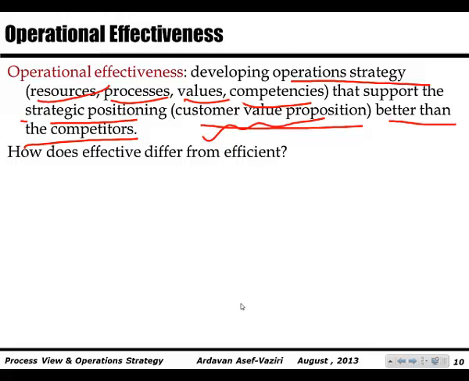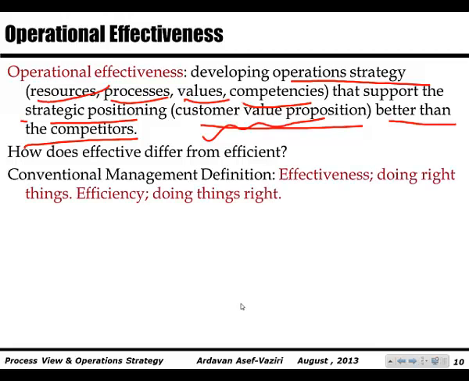Let me define the difference between effectiveness and efficiency. In management, the general definition is this: effectiveness is doing right things. If the thing that you are doing is right, then you are effective. Efficiency is doing things right. So you can be efficient but not effective. You may do a wrong thing very well. You are efficient, but you are not effective. To be both efficient and effective, you should do right things and you should do them right. This is the general managerial definition.